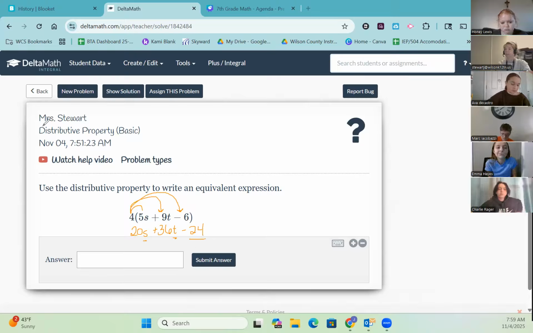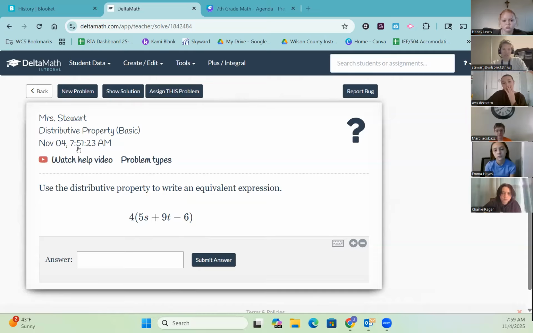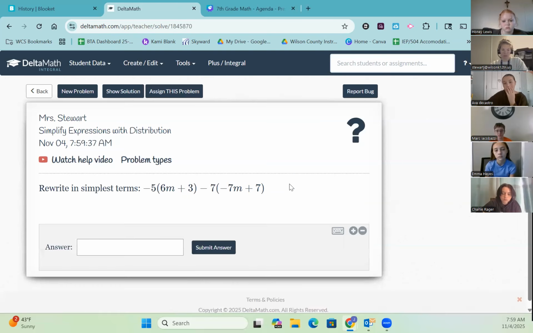Okay, remember distributive property on this? We did the opposite of this yesterday, right? We pulled out, we looked at 20s, 36t, and negative 24 and saw, oh, hey, 4 is a factor of all of these things. Yes? I'm not going to spend too much time on these if we don't need to.